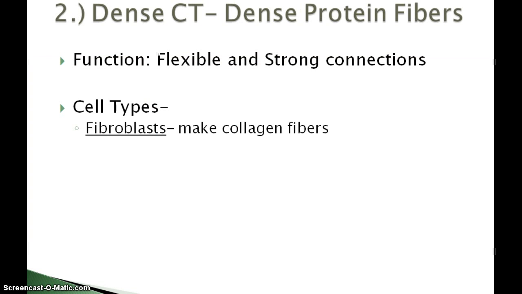Okay, dense connective tissues. Dense tissues are going to have a lot of protein fibers. If we look back at the other tissues, they all had a lot of space in between the fibers, or in the case of adipose, really didn't have any fibers at all. When we look at dense connective tissue, we have lots and lots of protein fibers packed together. So we find these types of cells called fibroblasts, and these were actually found in areolar tissue too.